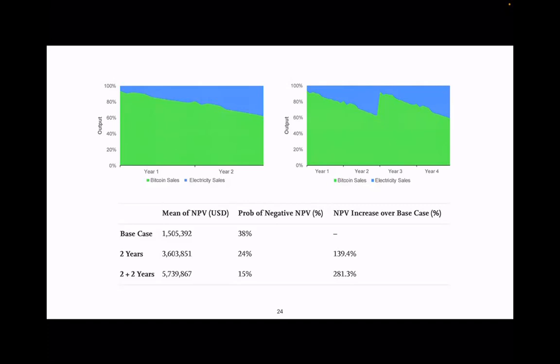And you can clearly see from the numbers here that in the third scenario, we have the highest NPV and the lowest probability of a negative NPV, meaning that the third scenario, where we're buying into the mining operations again, would have the most profitable outcome.